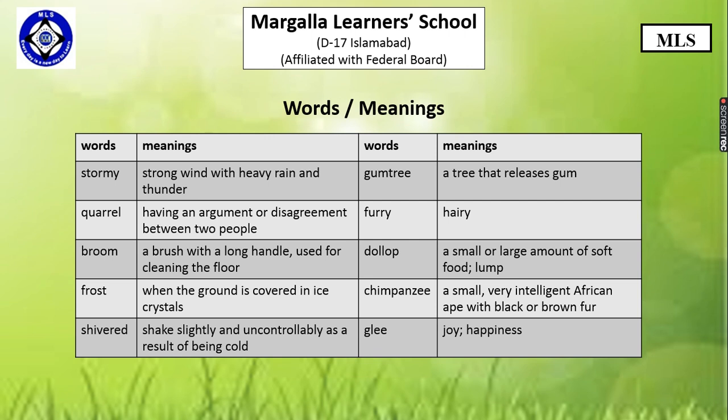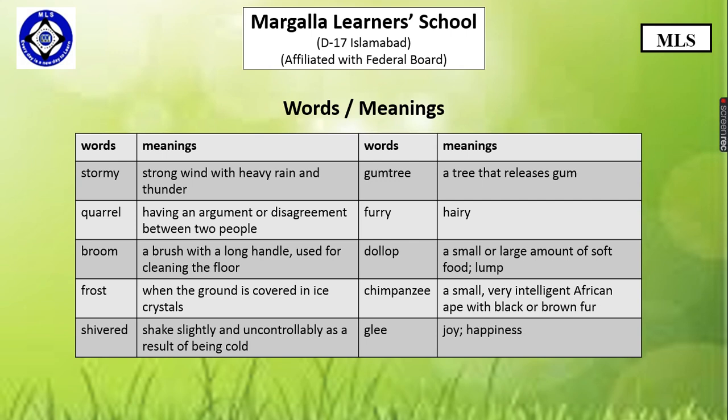Now that we know some of the new words, let's see their meanings. Stormy means strong wind with heavy rain and thunder. Quarrel means having an argument or disagreement between two people. Broom is a brush with a long handle used for cleaning the floor. Frost is when the ground is covered in ice crystals. Shivered means to shake slightly and uncontrollably as a result of being cold.